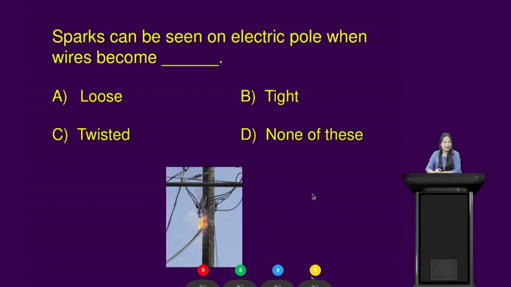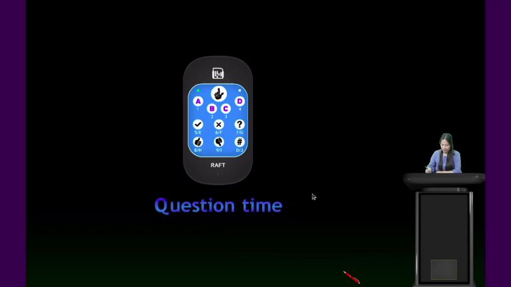Alright, students. Yes, very good. We have previously seen in an example that we see sparks and the wire catches fire on an electric pole when the wires become twisted. So the correct answer is option C. All right, students, let us proceed.